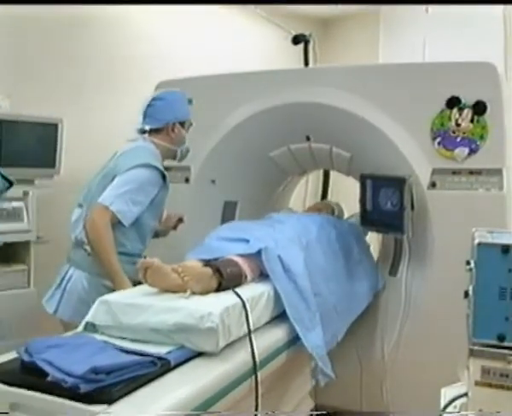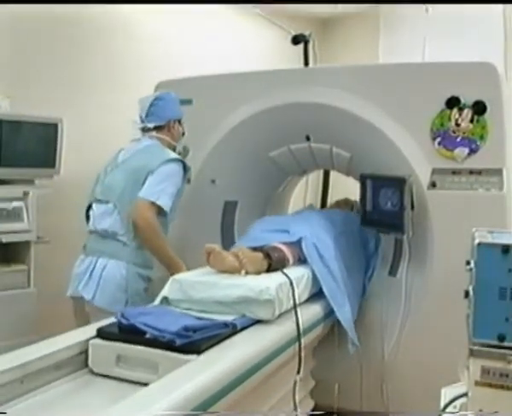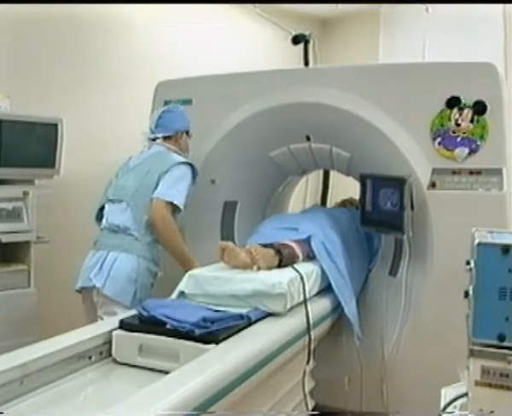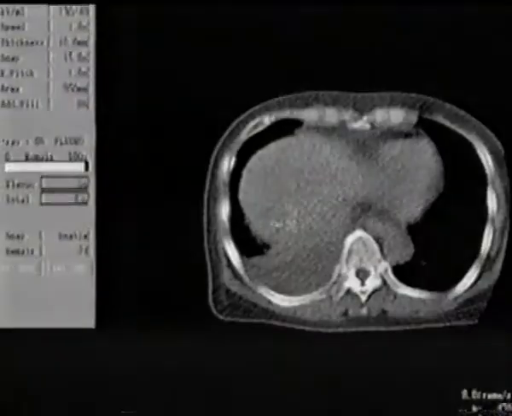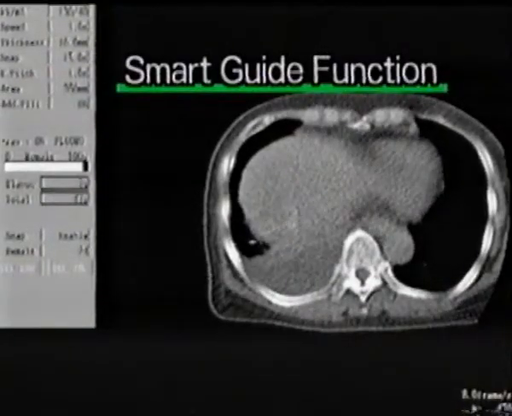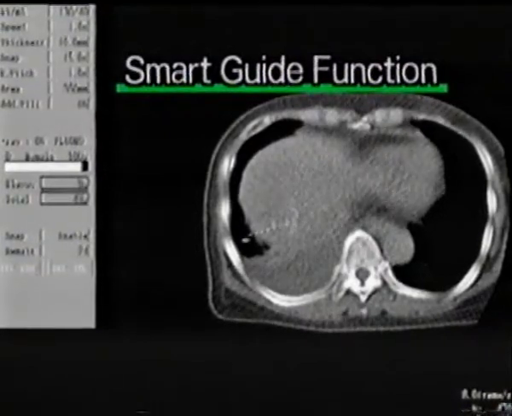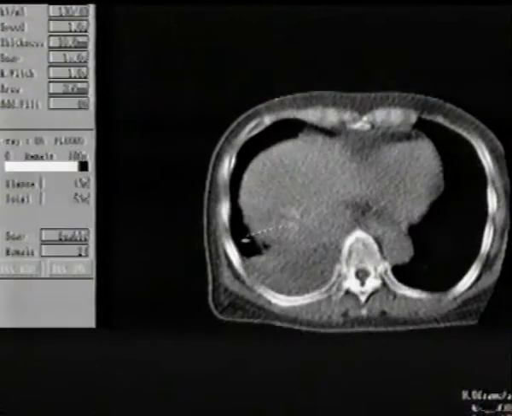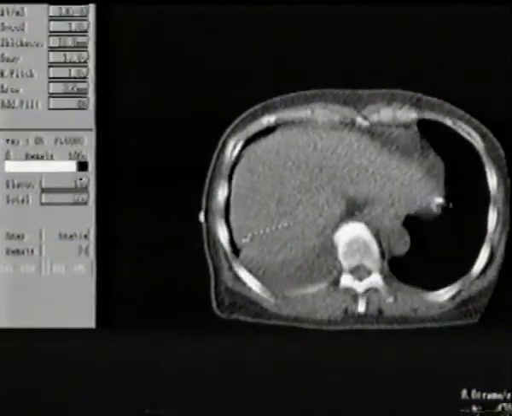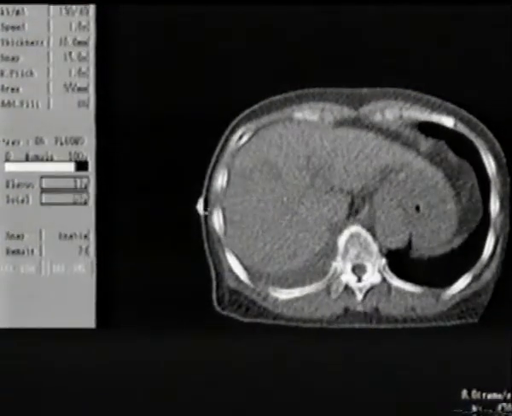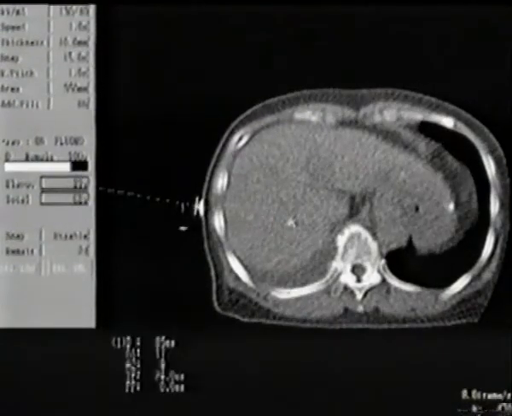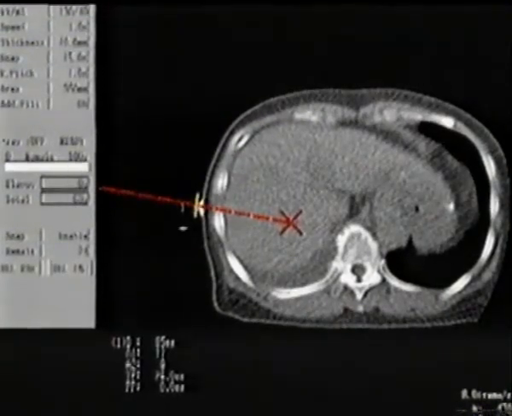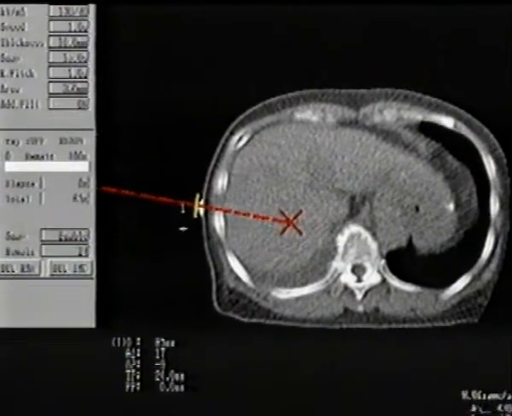Now let's look at the flow of a CT fluoroscopy examination for performing PEIT. The puncture path is set using the Smart Guide function. When the puncture point on the body surface and the target point have been set using the fluoroscopic images, the Smart Guide function displays in real time a guideline showing the point where the needle tip will intersect the slice plane.